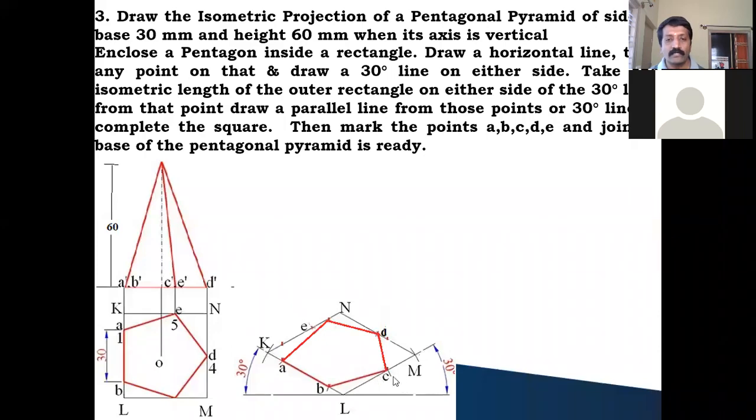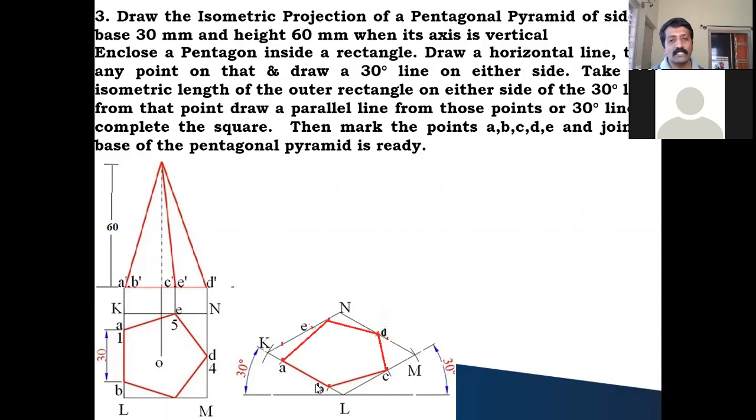From L you cut this, you will get C. From K you cut this line, you will get E. So after this, D, either from M to D or N to D, it's exactly at the midpoint. You take any one of this distance, convert that into isometric scale. From N or M, you cut this. So you will be getting A, B, C, D, 5 points.